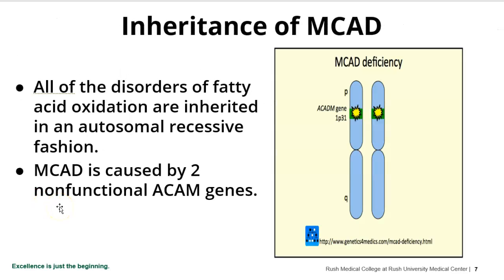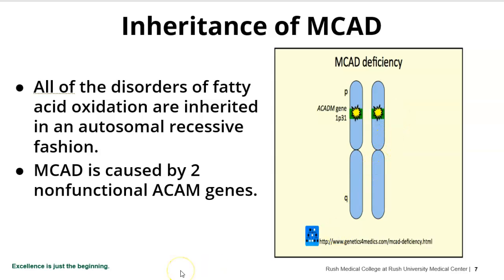MCAD is inherited in autosomal recessive fashion, which means both copies of the gene need to be non-functional. I've talked about this before, but with a lot of enzymes, usually if you have 50% of an enzyme, you're just fine. And if you have anything over like 20% of the enzyme, you'd probably be pretty good. So if you have 2 copies that are functional, you have 100% of the enzyme. If only one of the genes is functioning, then you have 50%. And if one of the genes is even functioning 50%, you still have 25% and you'll be okay.